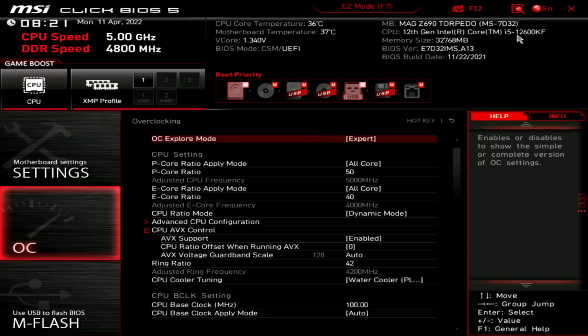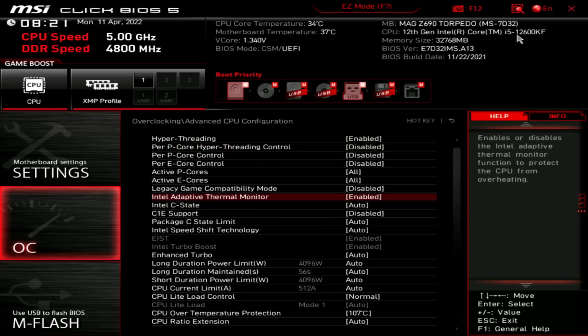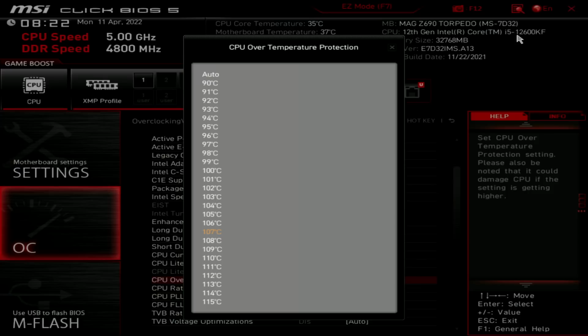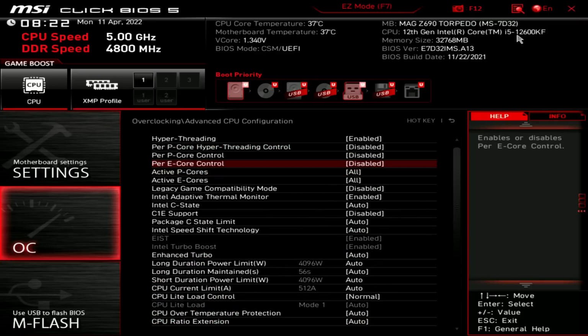Anyway, so here we are in the BIOS. P core ratio is just set all P cores to 5 gigahertz, E cores to 40. We go to the advanced CPU configuration. Yeah, you can see I raised the temperature limit. There's no reason to do that. If you end up having to raise the temperature limit, it probably won't be stable anyway, so you may as well not bother with that.